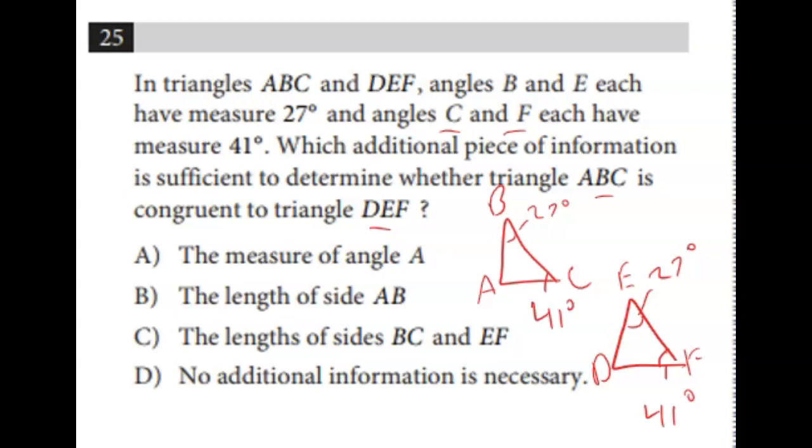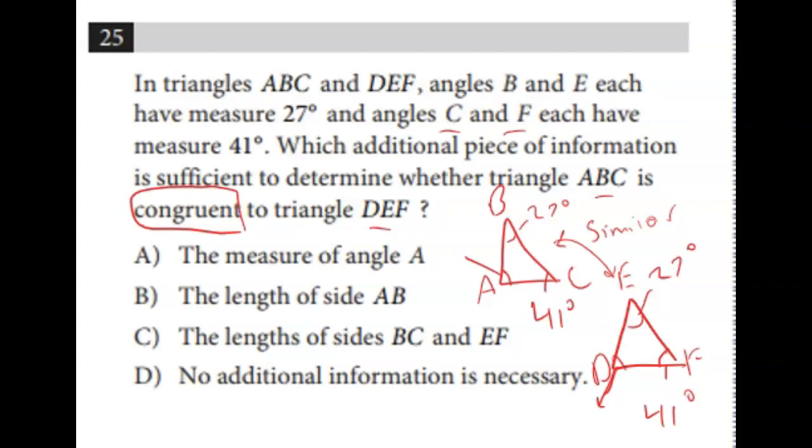And then with this, we can actually calculate the degrees in A and D because there's 180 degrees in a triangle, and we can subtract 27 and 41 from that to find what they are. And we know they're going to be the same because all the other degrees are the same. So we know all of these angles are exactly the same. So at least we know they may not be congruent, but they're similar to each other. So which additional piece of information is sufficient to determine whether triangle ABC is congruent to triangle DEF? So we're looking for congruency, so all the sides are the same.